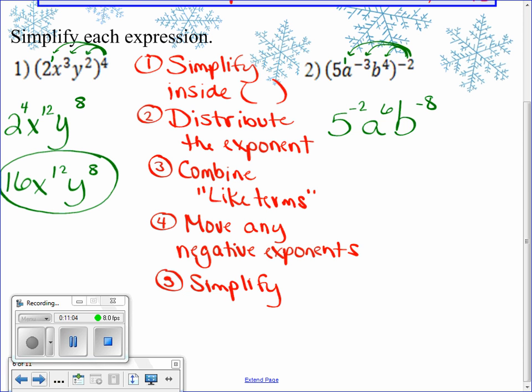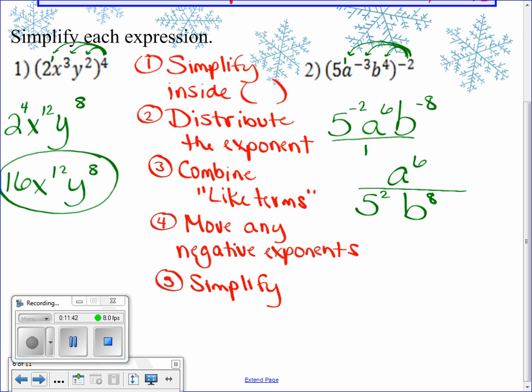Okay, step 3, combine any like terms. There aren't any. Step 4, move any negative exponents. What needs to move? Good. So I need to move the 5 and the b. So right now this whole fraction is like over 1. So when I move things, the 5 is going to move to the bottom. And that becomes a positive 2. What do I do with the a? Keep it. Yeah, he's staying on top. He doesn't need to move. And then the b, we're going to move him down. B to the positive 8.